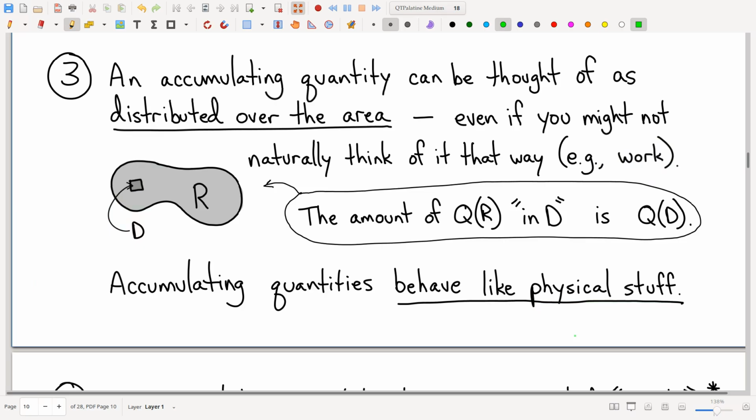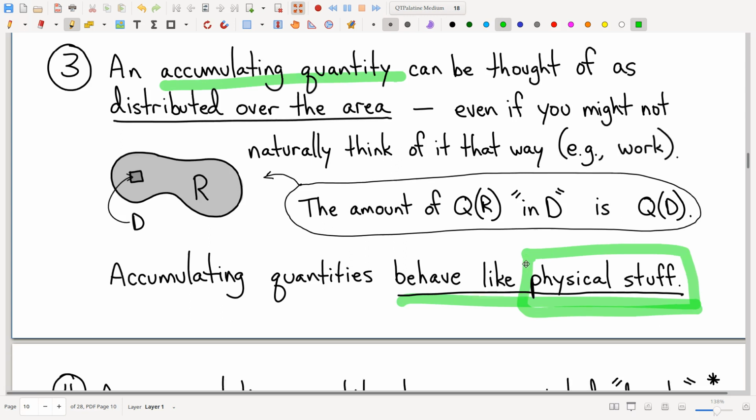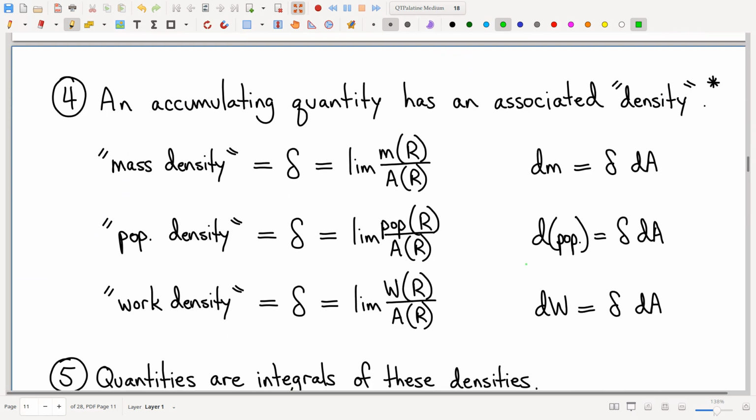All right. Now, here's the thing. Again, accumulating quantity. We can think of it as physical stuff. What else do we do with physical stuff? Here's an example. We talk about the density of that stuff. Mass is the easy example. Mass density means basically mass per unit area.